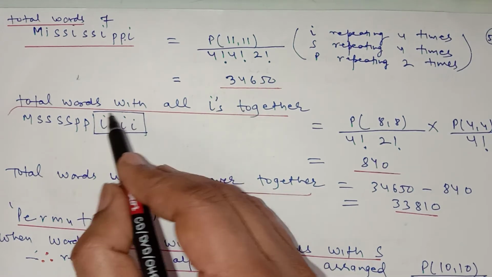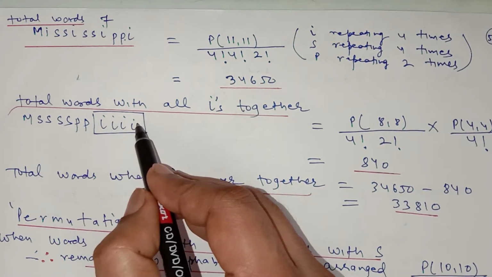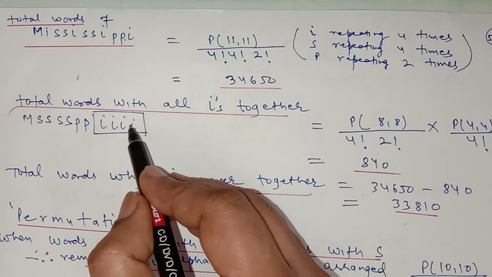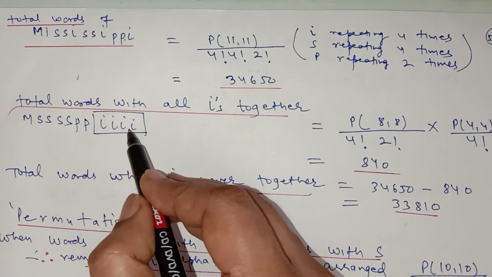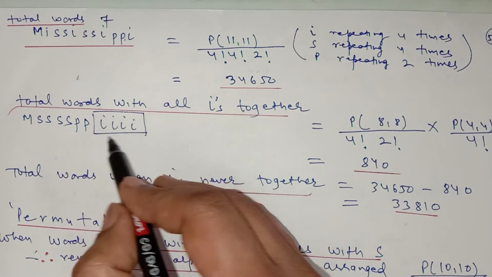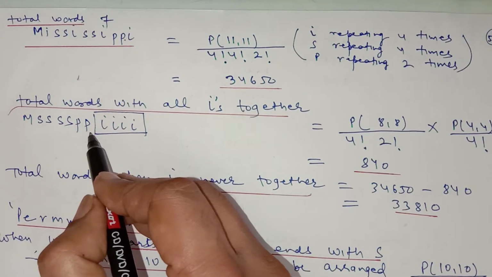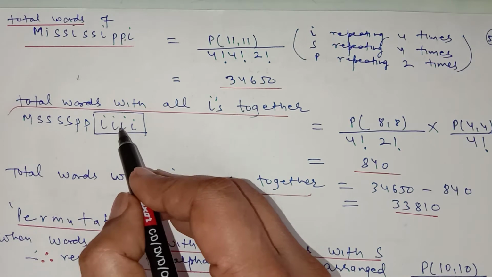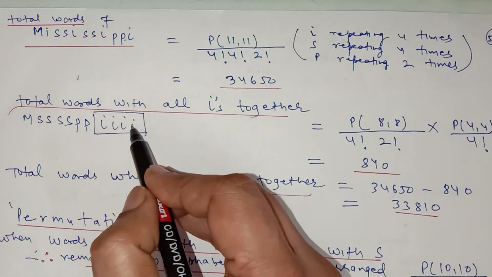इसको एक रस्सी से बांध दीजिए. So it will become only one alphabet, because they will always be together. All four will be either at the last, or between the P's, or between M or S, so they will always be together. So let it be only one alphabet.